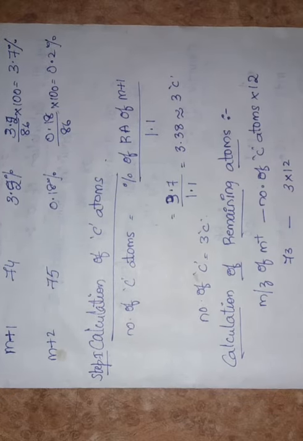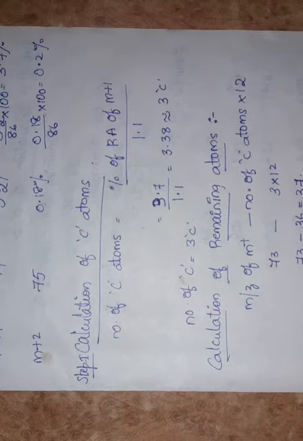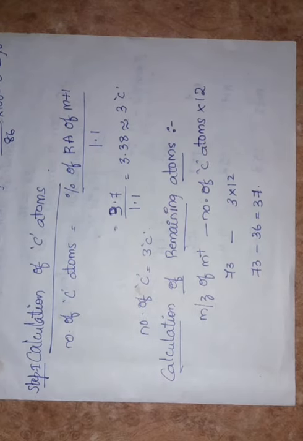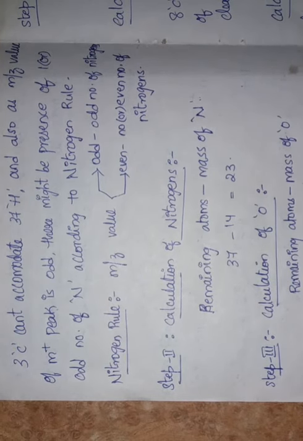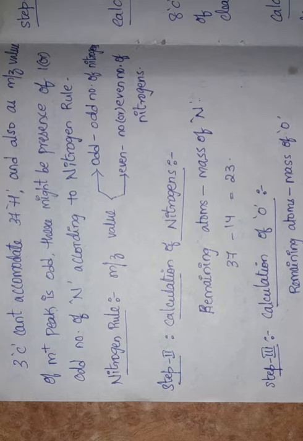And then calculation of the remaining atoms. For that you have this formula: m/z of the M peak minus number of carbon atoms into mass of carbon. So the m/z value is 73, and the number of carbon atoms is 3, into the mass of carbon, which is 12. So 73 minus 36 is equal to 37. So the remaining atoms present are equal to 37. After all, the 3 carbons can't accommodate 37 hydrogens.